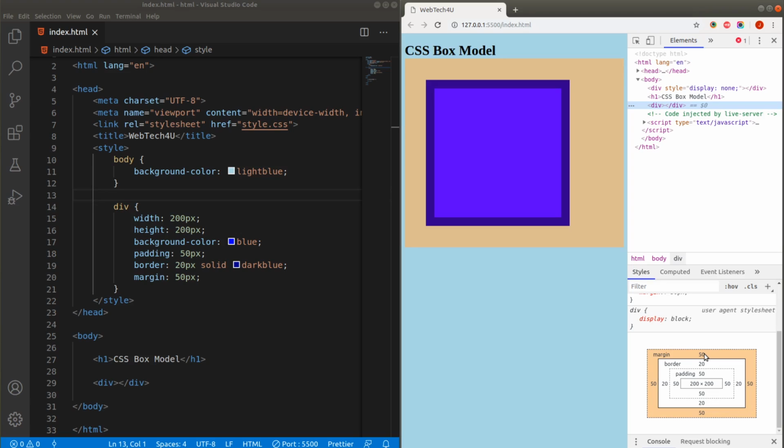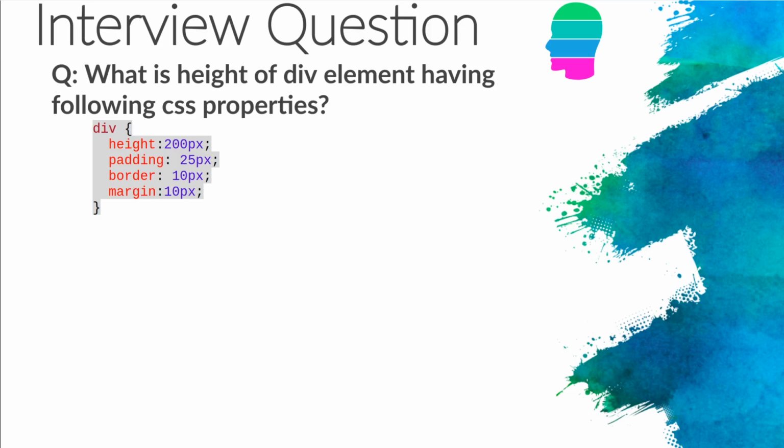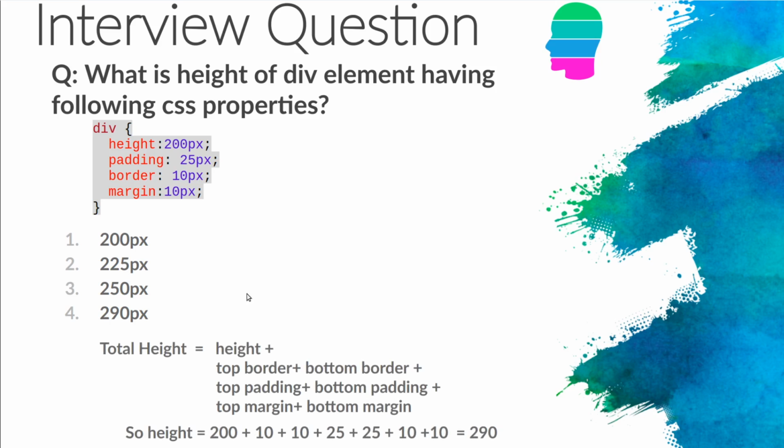So friends, that's it for the box model. Now it's time for the interview question. The interview question says, what is the height of a div element having the following CSS properties? Always remember one thing: the height or width of your HTML element is not only the height or width of your content area, but the height is equal to height plus top border, top padding, top margin and bottom margin. The summation of all these properties gives you the proper height or proper width of your HTML element.